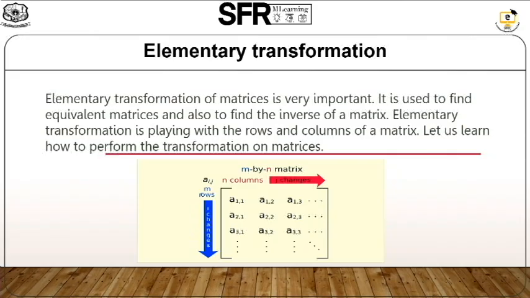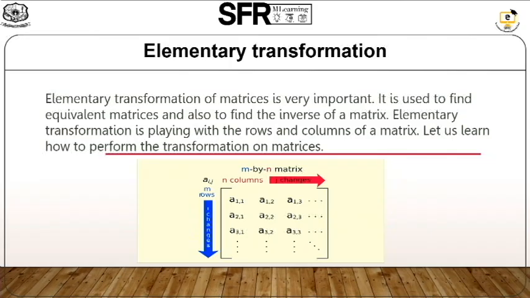The elementary transformations of a matrix are important. They are used to find equivalent matrices and also to find the inverse of a matrix. Elementary transformations means playing with the rows and columns of a matrix. Now, let us learn how to perform the transformation of matrices with rows and columns.